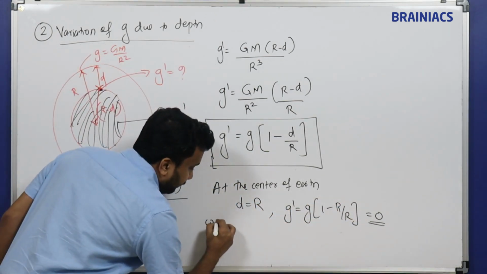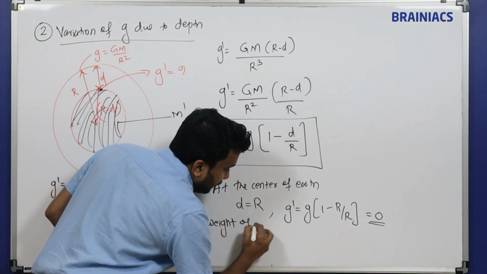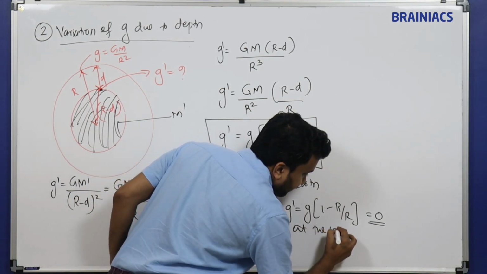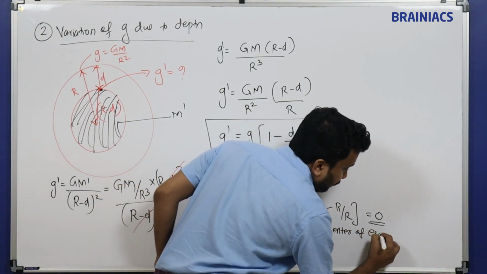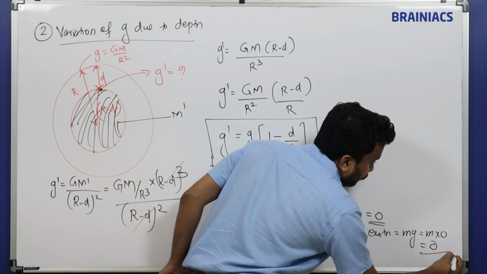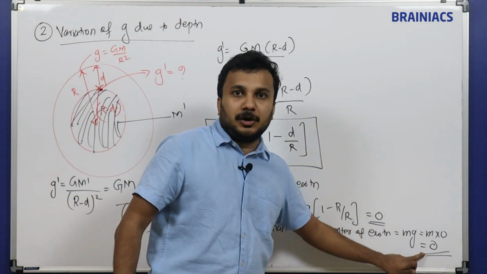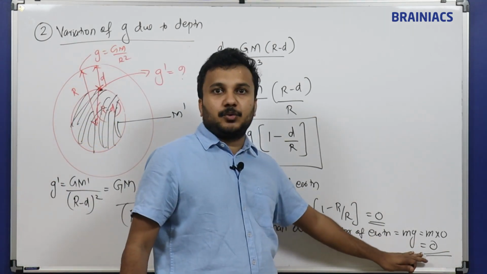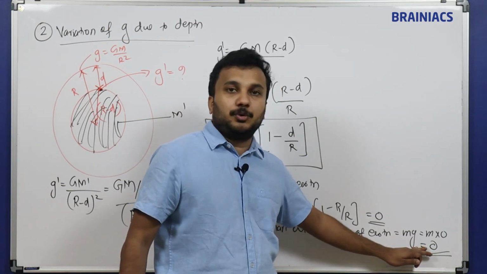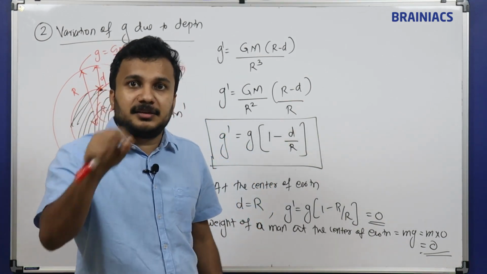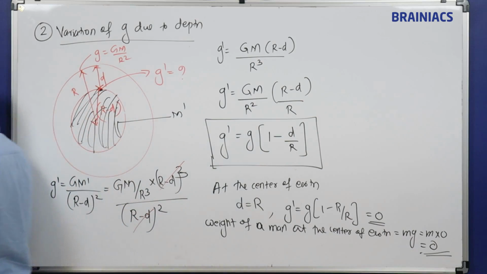So weight of a man at the center of earth is equal to mg, which is equal to m into 0, that is equal to 0. So a man should not weigh anything at the center of earth. Weight of a body is equal to mg, and g is equal to 0 at the center of earth. So there is no weight at the center of earth. Hope this is clear.